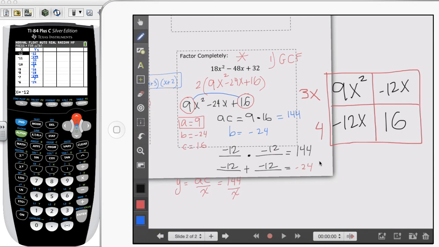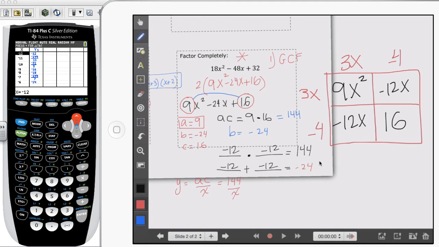Now, let's move on and do it vertically now. What's common between 9x squared and negative 12x? I just did it over here. What did I get the common? 3x. So I'm going to put 3x over here. And again, what's common between negative 12x and 16? I just did it over here, so it's 4. Okay? Now, however, since you see that there's a negative common between those two, so I'm going to put a negative 4 here and a negative 4 over here. Okay?